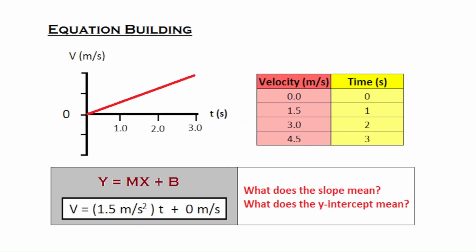Well, because the graph is linear, I can start with y equals mx plus b. My y variable is v, velocity. My x variable is t, time. And using the data, I get a slope of 1.5 meters per second squared and a y-intercept of 0 meters per second. Well, right now these are just numbers. Now we're going to talk about what they mean. Let's use a couple examples to try to figure them out.